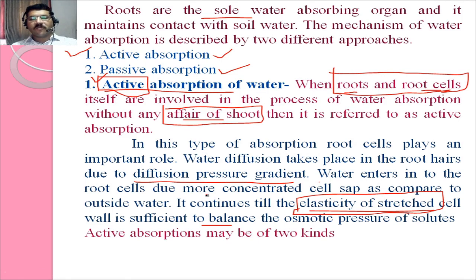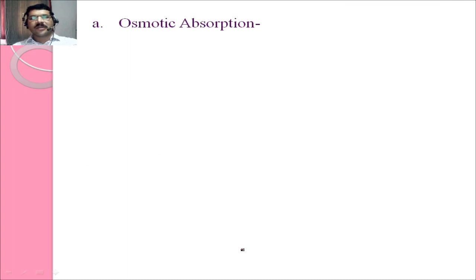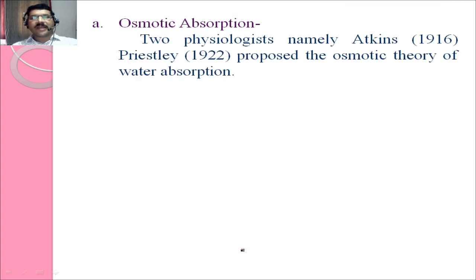Active absorption of water may take place in two ways. The first way is osmotic absorption, and the second way is non-osmotic absorption. So here you can see, active absorption takes place by two ways, osmotic absorption and non-osmotic absorption. First of all, we will see osmotic absorption.